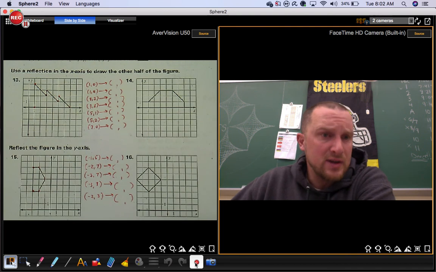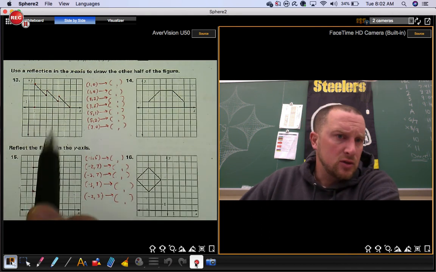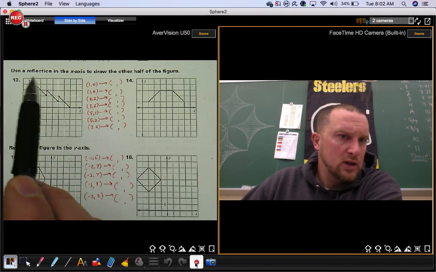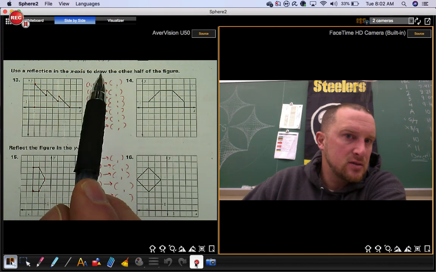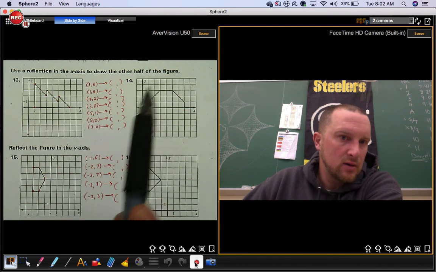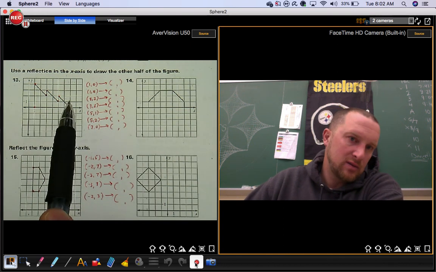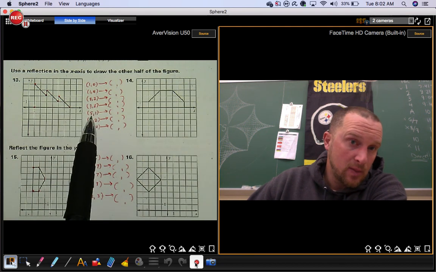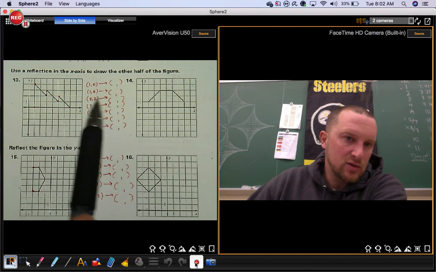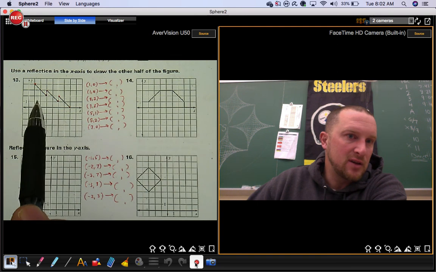So those were translations. These next two are reflections. We're going to use reflection in the x-axis to draw the other half of the figure. I think you could probably do this without showing the work, but eventually you're going to have to show the work because sometimes the problem's going to be a little bit tougher than this one.